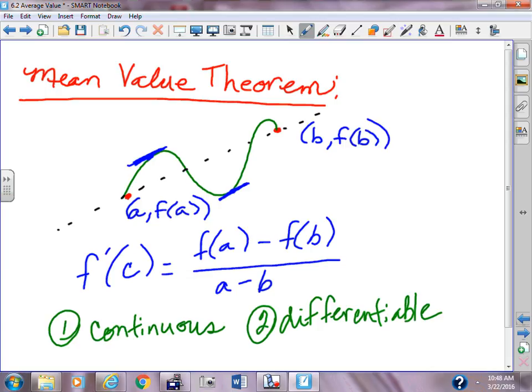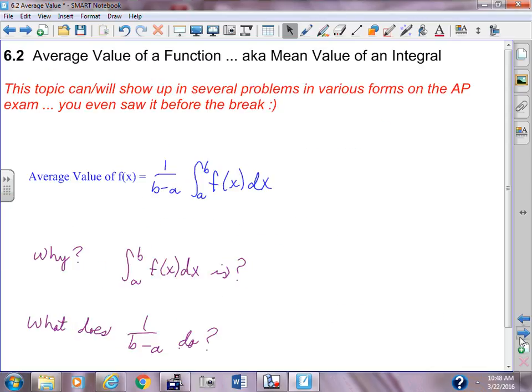Mean value theorem, though, is talking about a derivative. This is an average slope, in other words. The derivative is going to have to equal your average slope. That is different from what we're looking at in this section today. Now, the average value of a function, sometimes stated as the mean value of an integral, does have this as its formula.